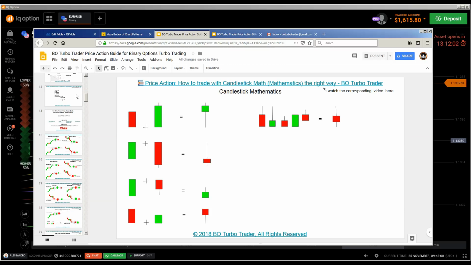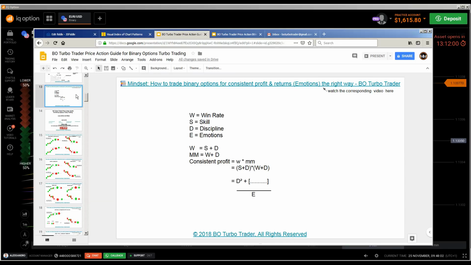And the most important one is this one here, where I talked about what you need. To be consistently profitable, you need D exponential 2. D is discipline divided by emotion. And then you get consistent profit. Because D exponential 2 is this, it means that is what you really need. And discipline is nothing else than patience, and control, self-control.